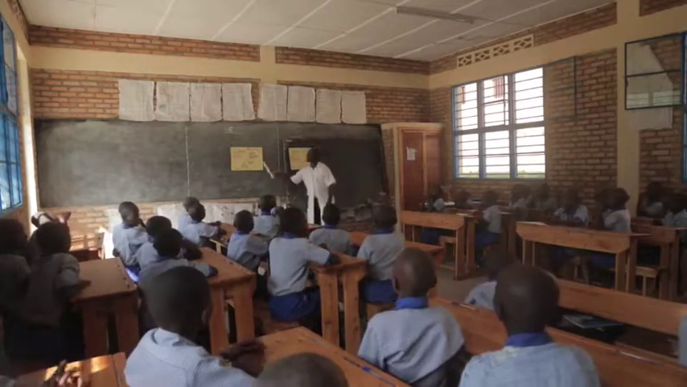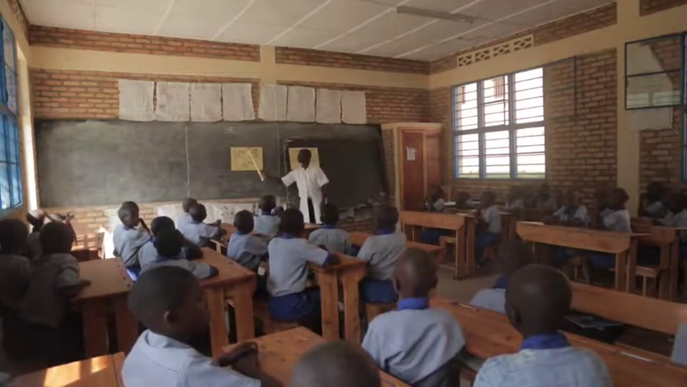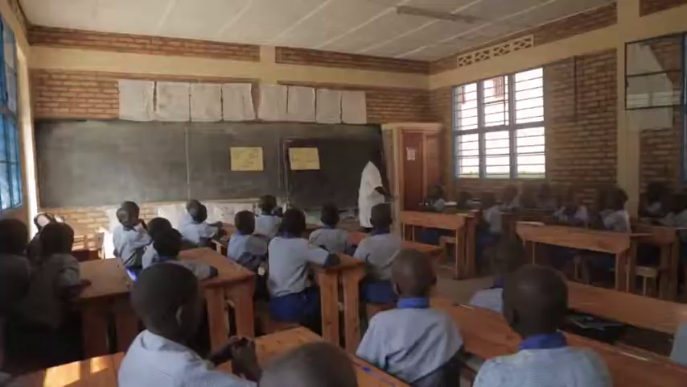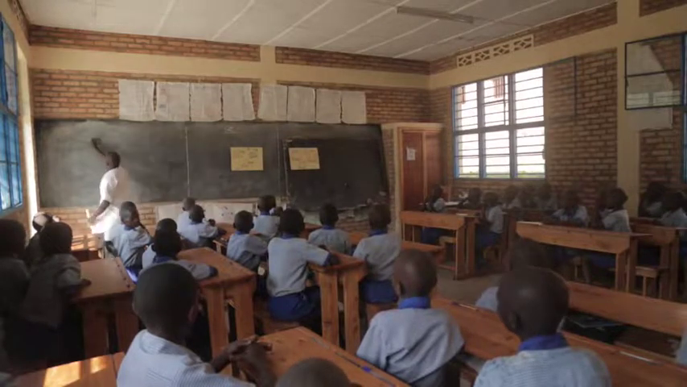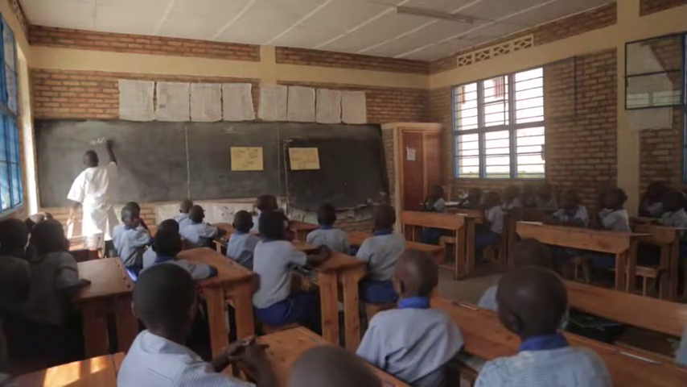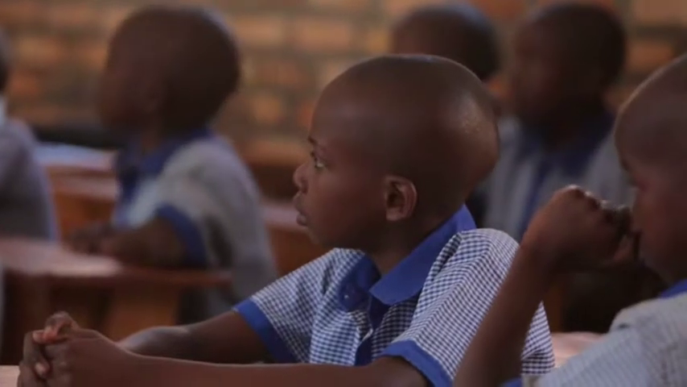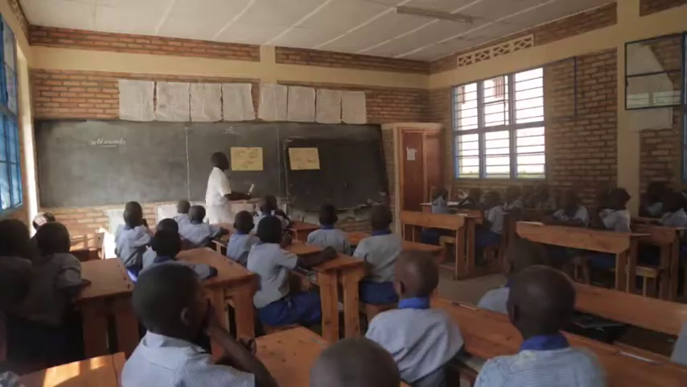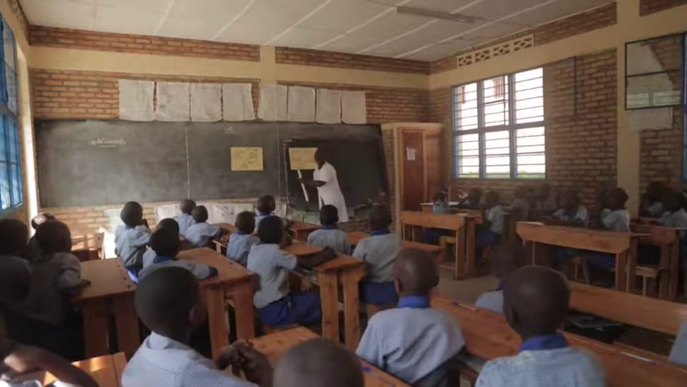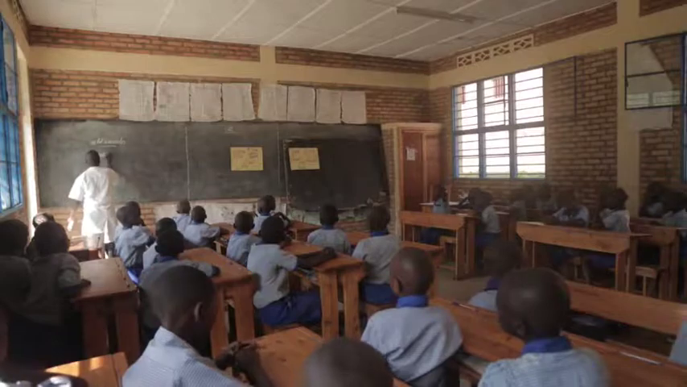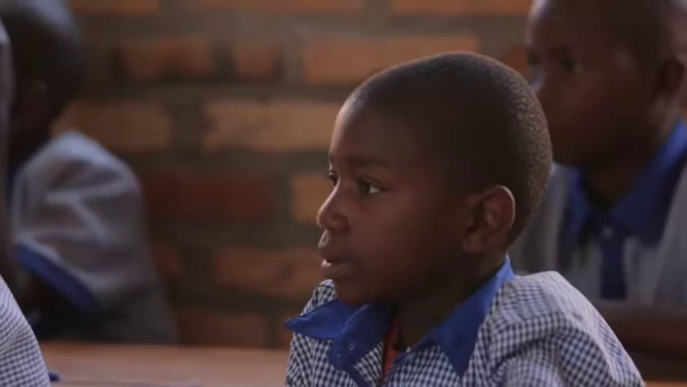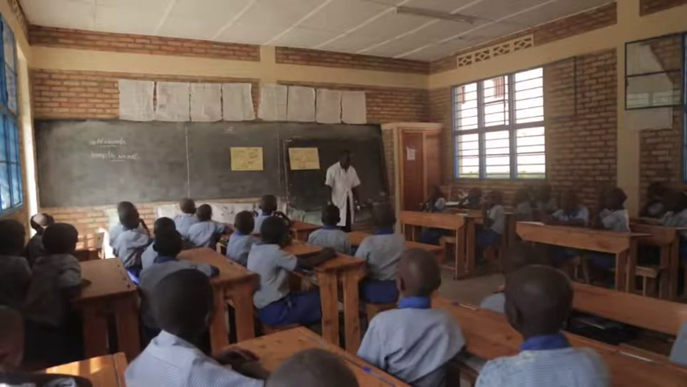Aurore have just said the animals on the paper A are wild animals. The animals on paper A are wild animals. But the animals on paper B are domestic animals. Are we together? Yes. What is a wild animal and what is a domestic animal?